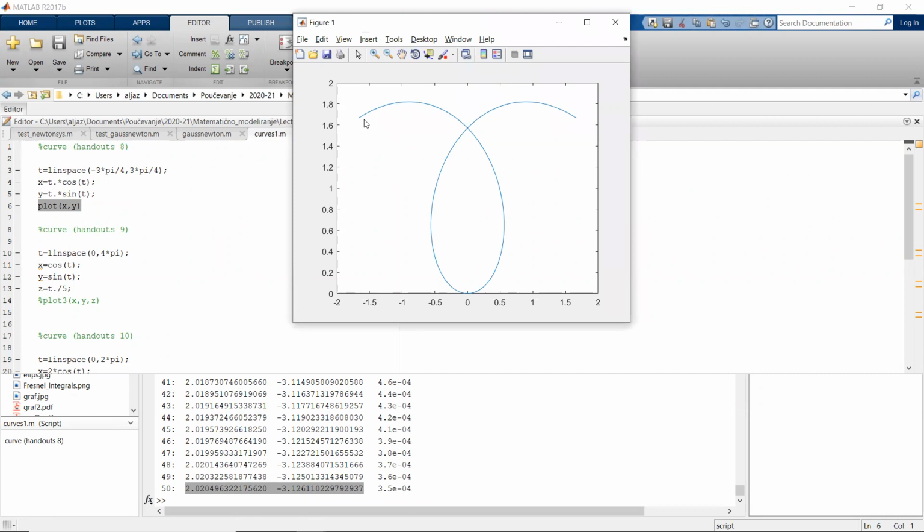So you see, we get this curve. So we start here at t is minus 3π over 4. Then we increase t, and we are then tracing this path.